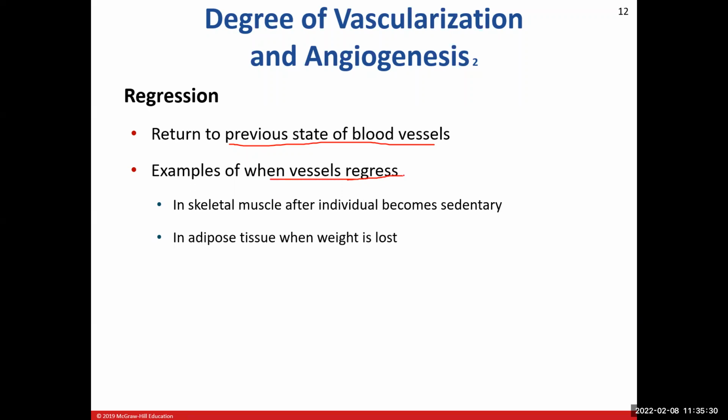Same thing happens with an athlete when they're done with their prime. They've just completed all their Olympic training, the Olympics are over, there's their last year. So now they're no longer training like they used to, and they become more sedentary. Same thing happens.